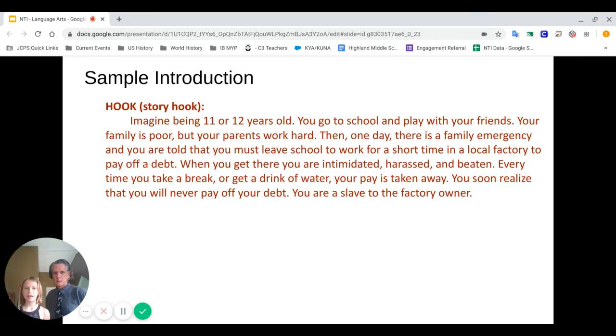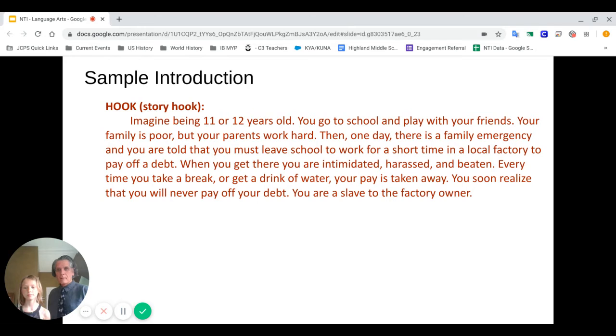Imagine being 11 or 12 years old. You go to school and play with your friends. Your family is poor, but your parents work hard. Then one day, there is a family emergency, and you are told that you must leave school to work for a short time at a local factory to pay off a debt. When you get there, you're intimidated, harassed, and beaten. Every time you take a break or get a drink of water, your pay is taken away. Soon you realize that you will never pay off your debt. You are a slave to the factory owner.